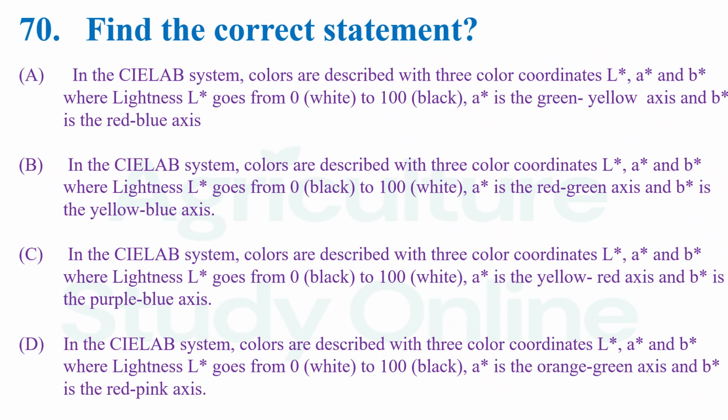Question 70, we have to find the correct statement over here. In the CIELAB system, colors are described with three color coordinates L star, a star and b star, where L star is the lightness, which goes from 0 meaning black to 100 meaning white. So the concept is that L star is for lightness. Over here 0 means black and 100 means white.